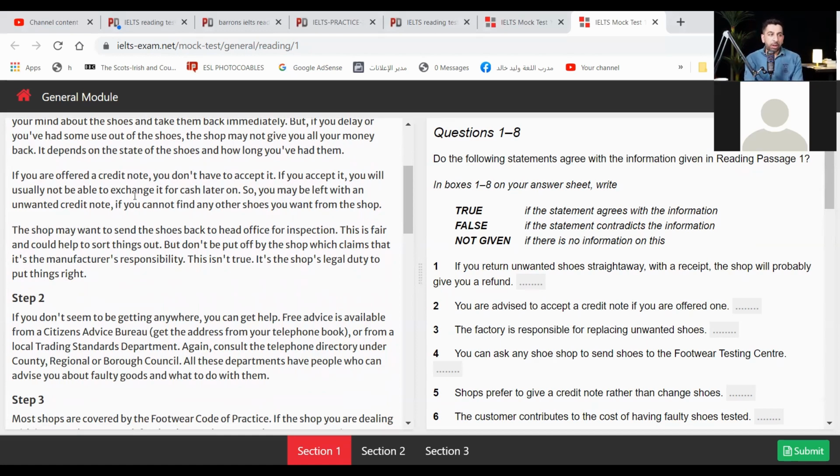The shop may want to send the shoes back to the head office for inspection. This is fair and could help to sort things out, but don't be put off by the shop which claims that it's the manufacturer's responsibility. This isn't true. It's the shop's legal duty to put things right.